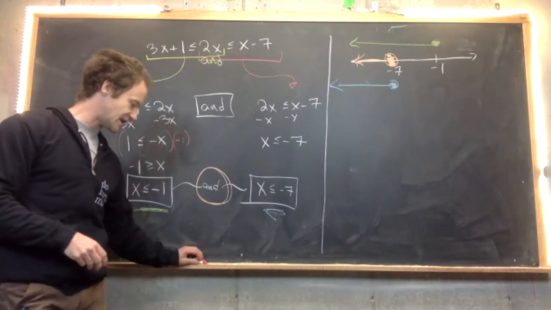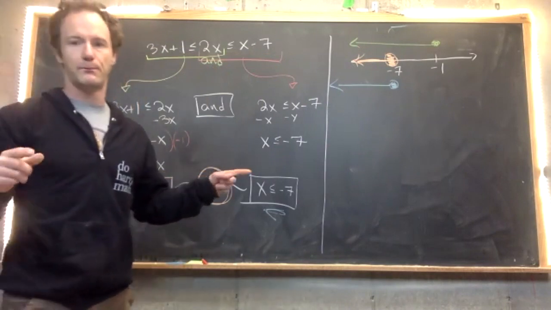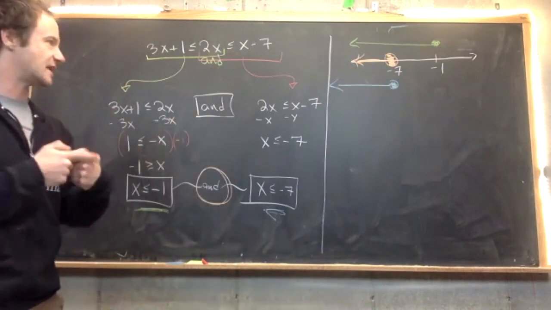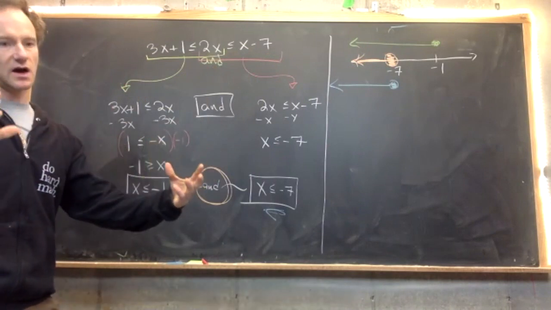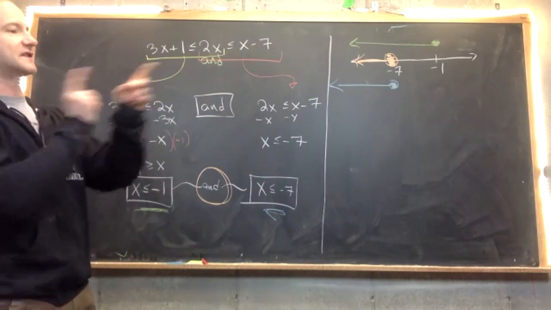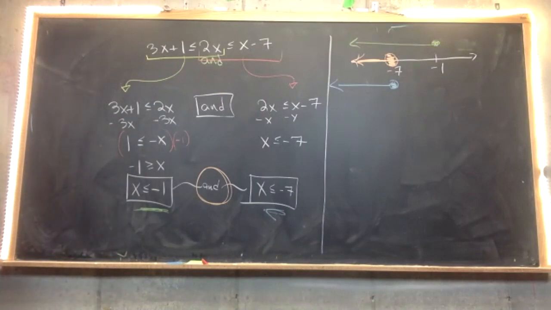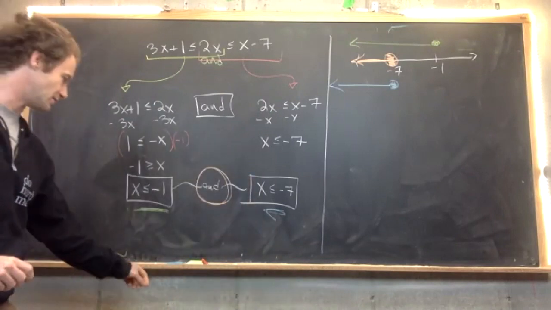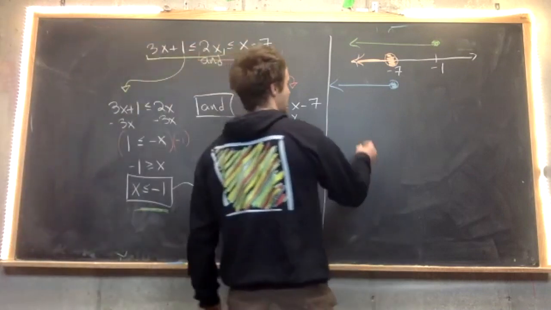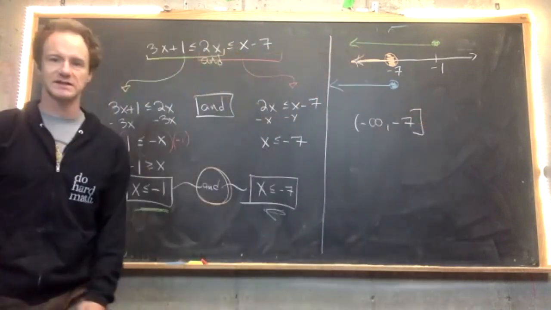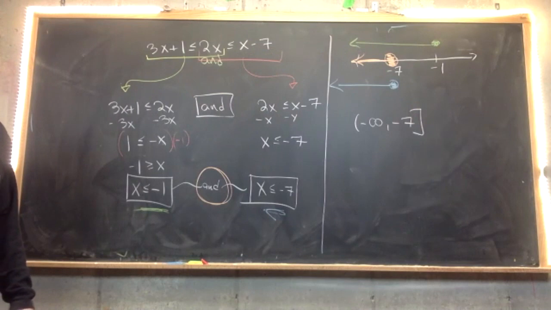So in the very first example, these guys were like pointing in opposite directions. So since they were pointing in opposite directions, you got this finite interval. But here they're pointing in the same direction. So you have to take whichever one is more restrictive. And in this case, x being less than or equal to -7 is going to be more restrictive. So that means our final answer will be minus infinity to -7. So parentheses on the minus infinity because that always gets a parentheses, and then a bracket on the -7 because that includes the -7.